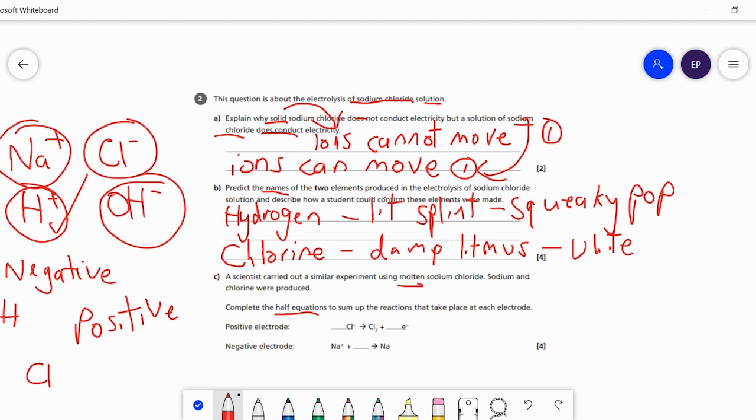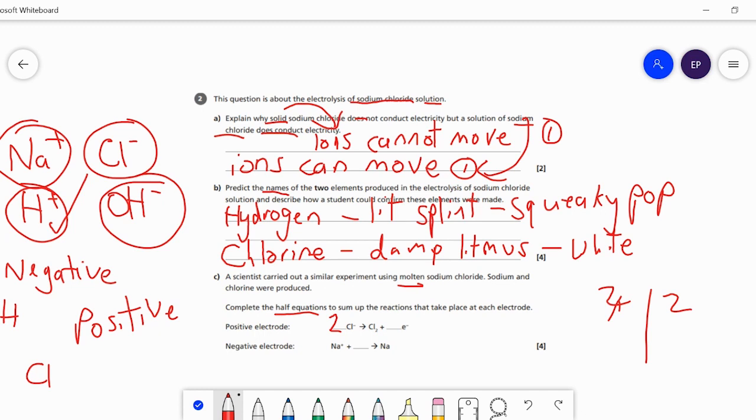We can see that we have got one chlorine on the left-hand side and 2 chlorines on the right-hand side. So we're going to need to have an extra chlorine on the left-hand side. So I'm going to put a balancing number of 2 in front of the chlorine on the left-hand side. We now have 2 chlorines on both sides. But unfortunately, the charges still don't balance.